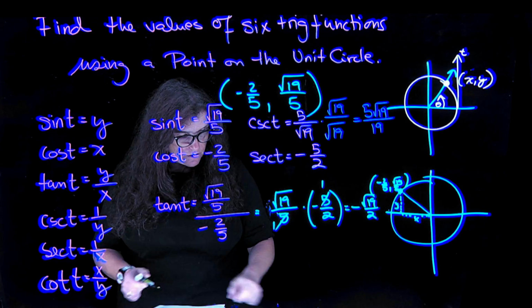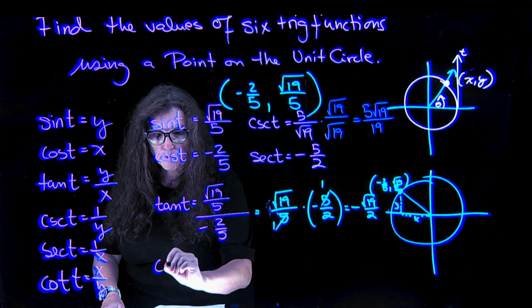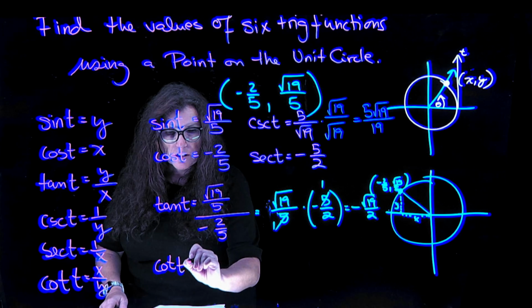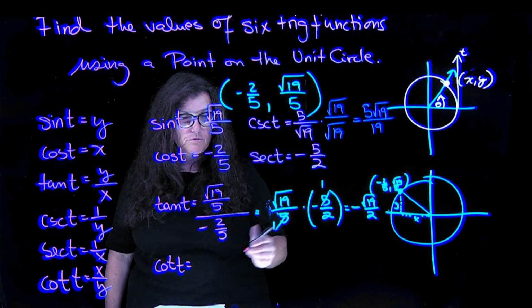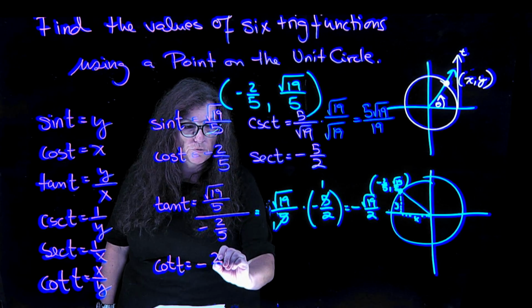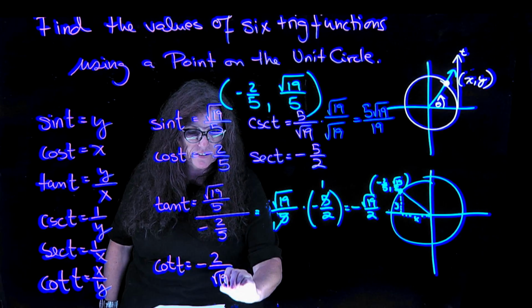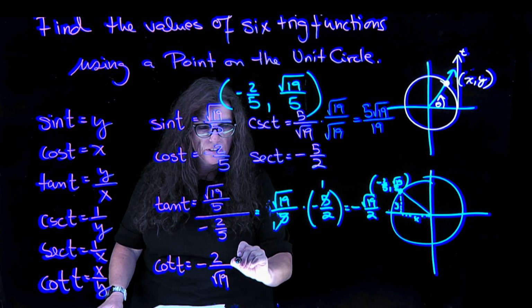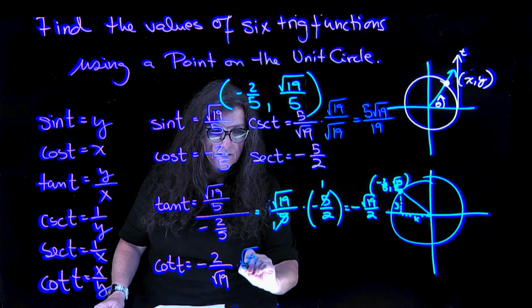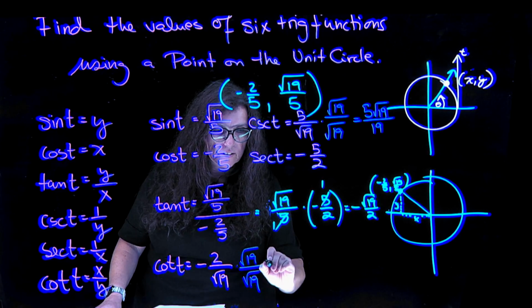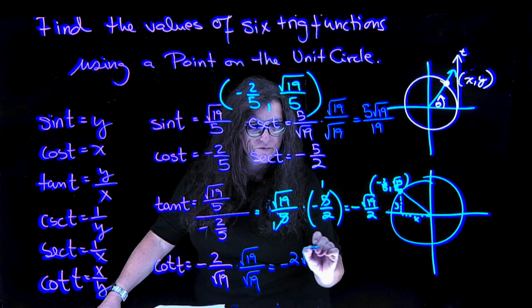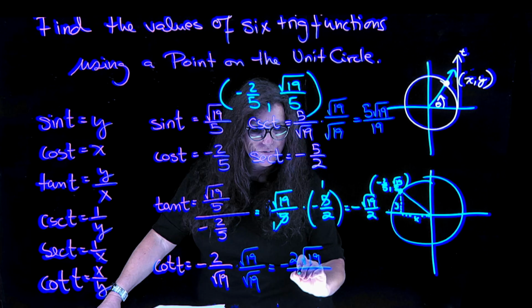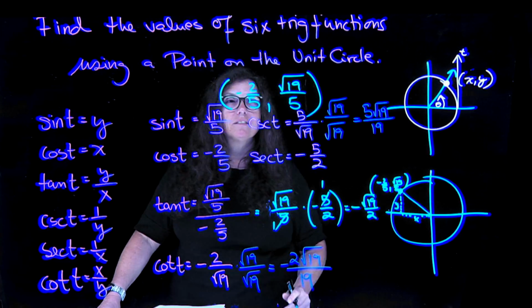The cotangent is the reciprocal of the tangent, so that gives me a -2 over square root of 19. Go ahead and rationalize. Square root of 19, and we end up, don't forget the negative, with -2 square root of 19 divided by 19.